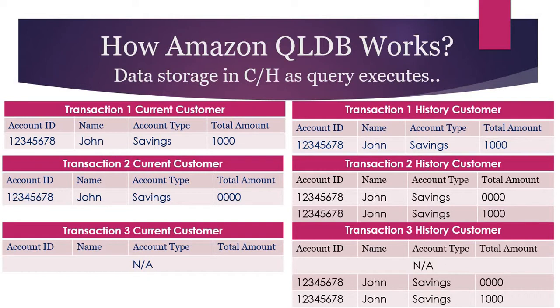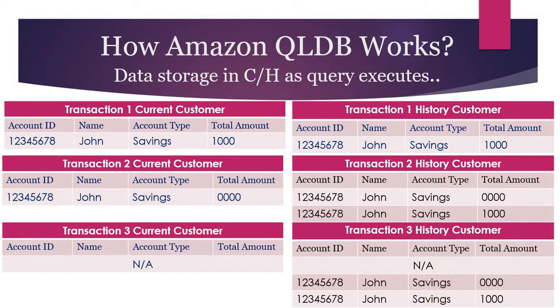The current table would have 0, the latest data, whereas the history table would have both the records, the latest one on top and the oldest one at the bottom. This transaction also creates a unique hash value, H2. H2 would have some properties of H1, and thus links both transaction 1 and transaction 2 together.